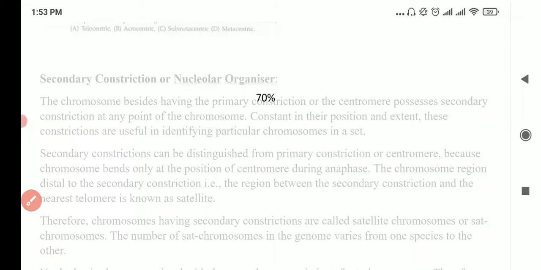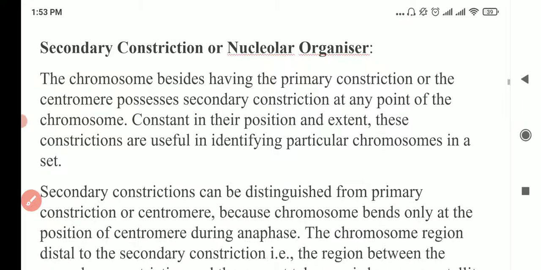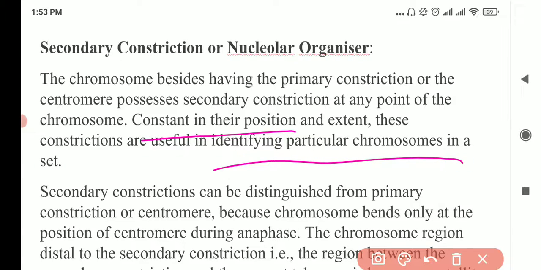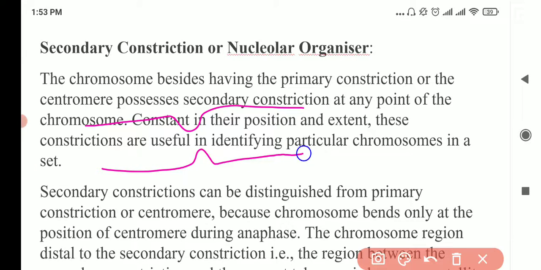How do I zoom? Okay, that's better, I think. So the chromosome, besides having primary constriction or centromere, it also possesses secondary constriction at any point of the chromosome. They are constant in their position and they are useful in identifying particular chromosomes in a set. So a particular chromosome will have a secondary constriction at a particular place.